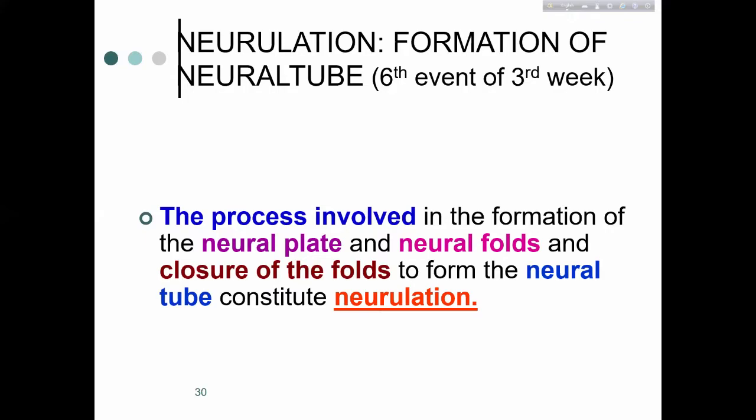The process involved in the formation of the neural plate and neural folds, and closure of the folds to form the neural tube, constitutes neurulation. So that is the definition. In other words, the process by which the neural plate and neural folds form and the neural folds close to form the neural tube is known as neurulation. So first there is the formation of the neural plate, then it folds, then the folds close to form a tube, which is known as the neural tube, and we call this neurulation.